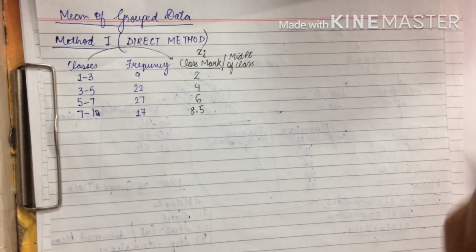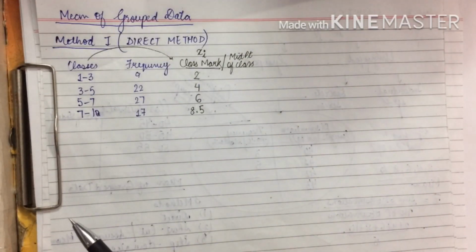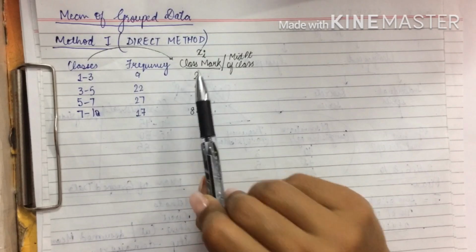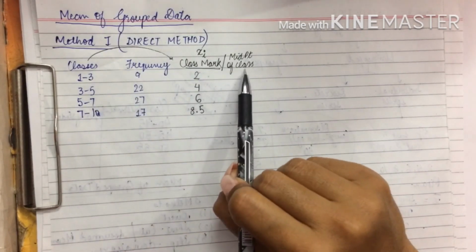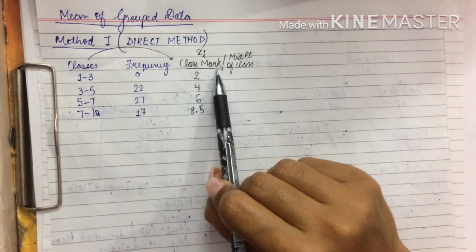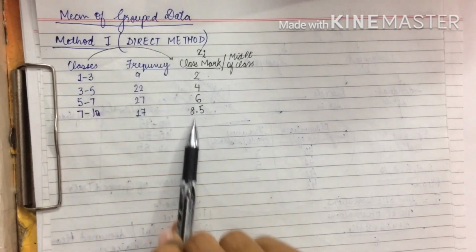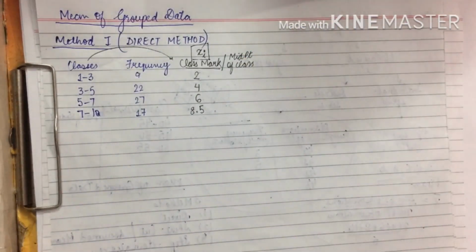Before we calculate the mean using any of the methods, the first thing we want to do is find the midpoint of each class interval. The midpoint of the class interval, or the class mark, is found by adding the limits and dividing by 2. You will obtain the class marks, and this will be xi, our observations. The class mark will act as the observations for the data.